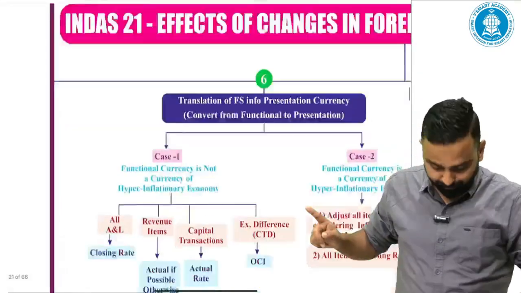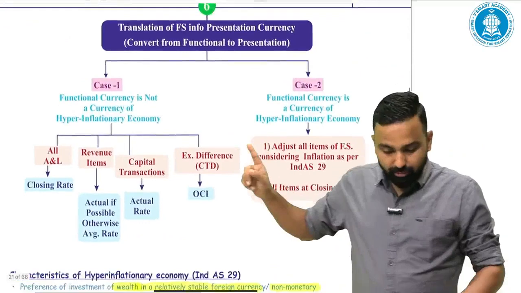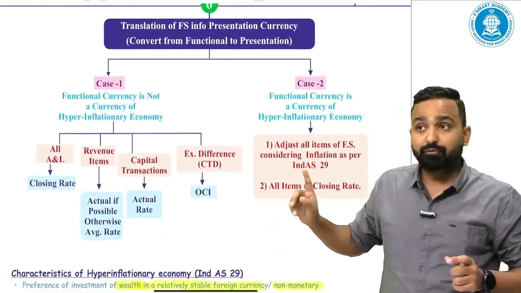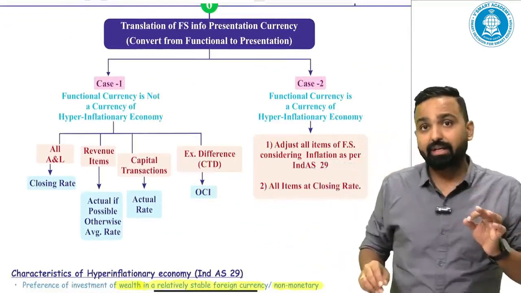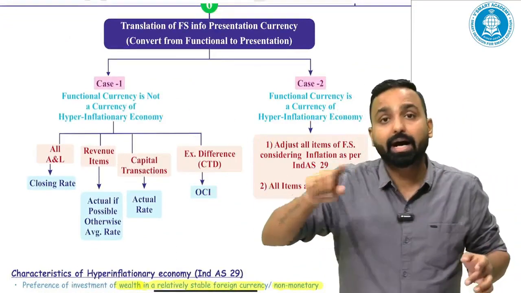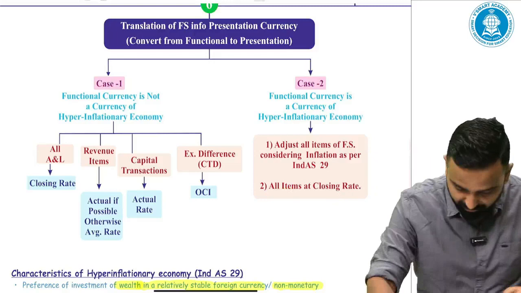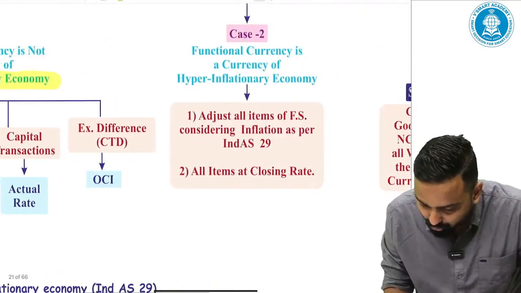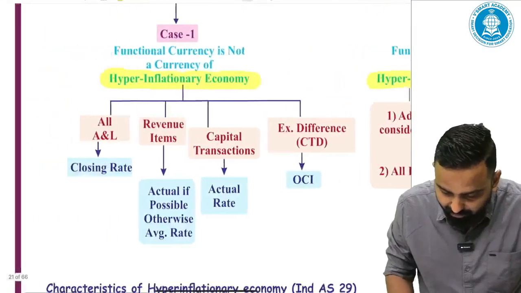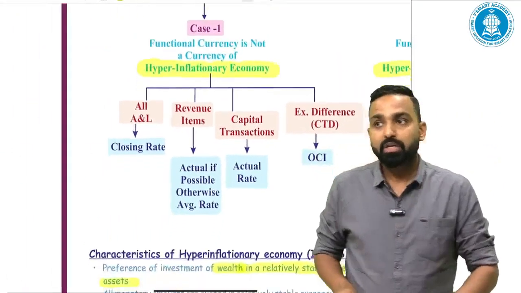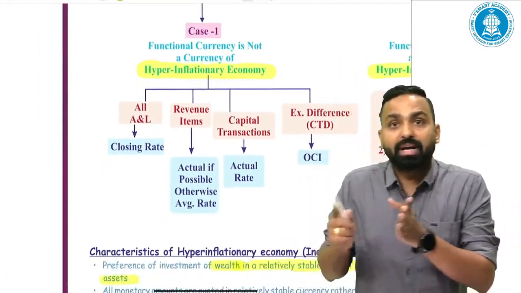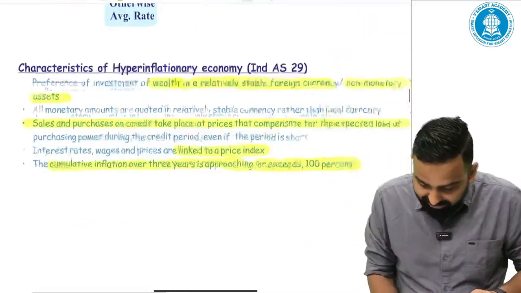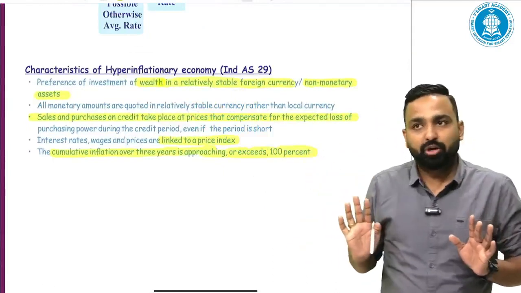Now, what are the rules? Before discussing the rules, try to understand. First of all, you have to judge whether you are operating in a hyperinflationary economy. The word is hyperinflationary economy. Now, what are the characteristics of a hyperinflationary economy?